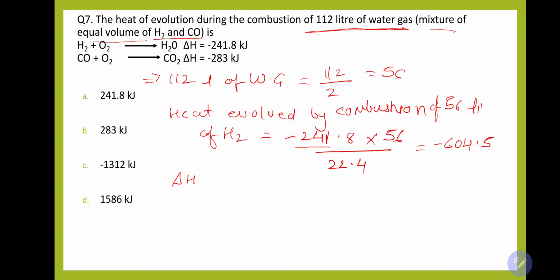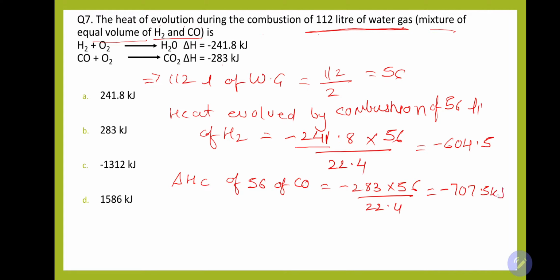Now you have to find the same for carbon monoxide. So the heat evolved for combustion of 56 liters of carbon monoxide: if for 22.4 liters it evolves this much heat, then for 56 liters how much heat will it evolve? Again cross multiplying, you will get -283 into 56 divided by 22.4. Solve it and you will get the answer: -707.5 kilojoules.